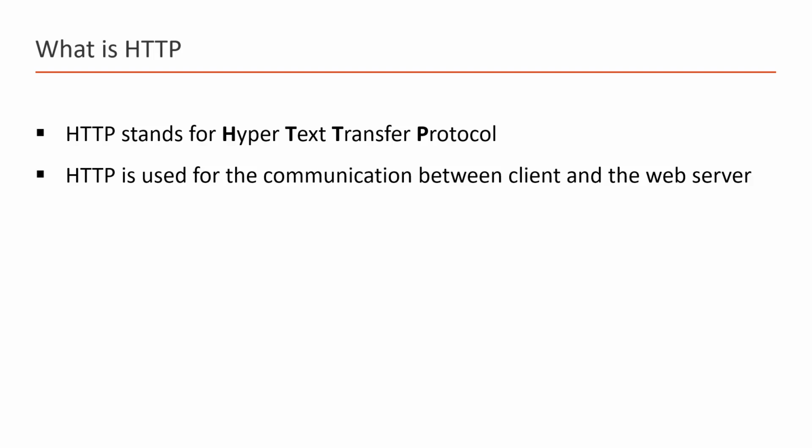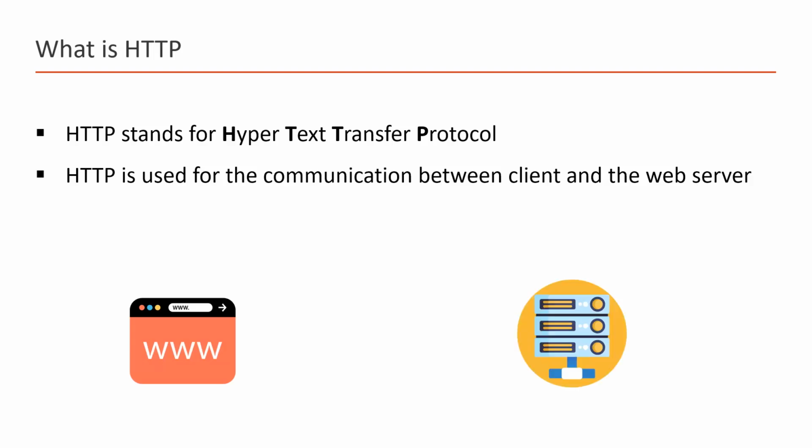Suppose you have a browser and you type something in the URL and press the enter button. Then a request goes to a particular server. This server is called a web server. Whatever data you are sending from this browser to the server is called a request, and whatever data we are getting from the server to the browser is called a response. And this is how the browser and web server communicate with each other in the form of request and response. This type of communication is possible only by using the HTTP protocol.